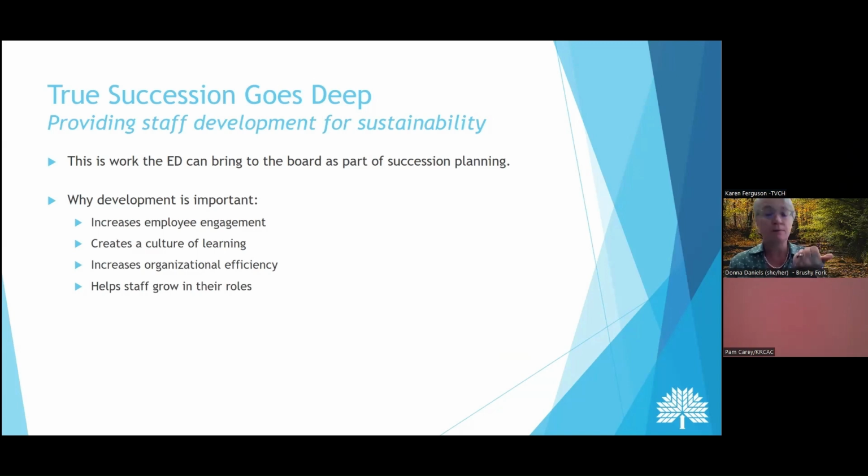They're probably going to stick around longer and be there to step into leadership roles instead of getting frustrated and leaving. It's going to create a culture of learning within your organization. It's going to increase your organization's efficiency simply because people are going to be working better. And it will help staff grow not only in their roles, but grow so they can expand into future roles. So going deep with succession planning, it's more than just about replacing that executive director.